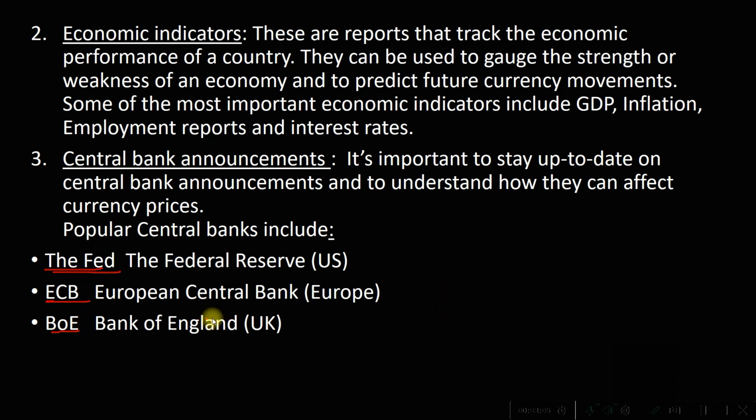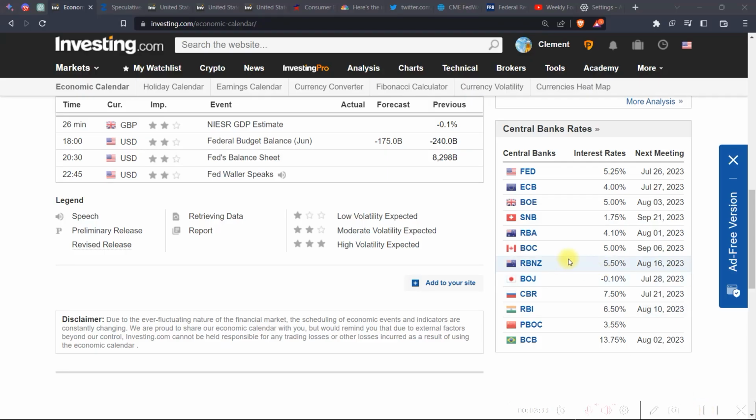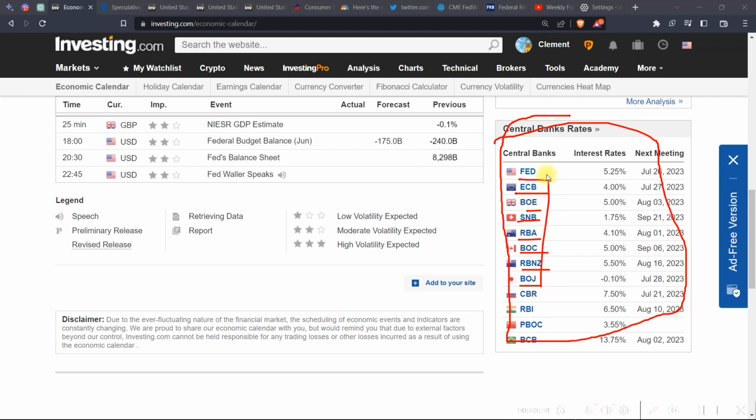Other main central banks include the Bank of Canada. In fact, let me show you. As you can see here, this is the Swiss National Bank. This is my economic calendar, on this website. They are listed here. Central bank rates: the Fed, the ECB, Bank of England, Swiss National Bank, Reserve Bank of Australia, Bank of Canada, Reserve Bank of New Zealand, Bank of Japan. These are the main ones you should know about. And they have websites you can check out. I'll leave the links in the description, but I will also have to do a separate video about these ones.